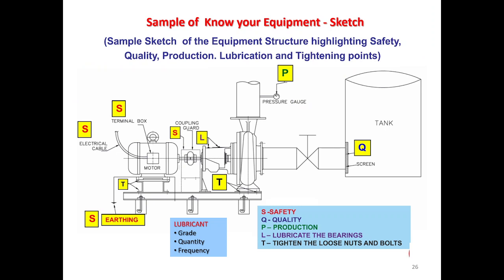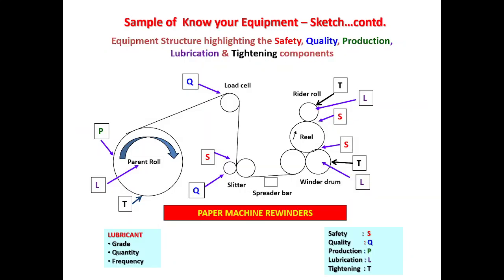This is a typical example of the sketch of know your equipment: a chemical dosing pump with motor and storage tank. You can see that all the safety, quality, production, lubrication, and tightening points are highlighted in the sketch with appropriate color coding. Also, the owner should fill in the lubricant details too. This is another sketch of paper machine rewinders. All the important points are highlighted along with the lubricant details.